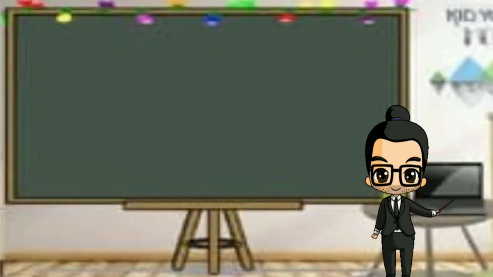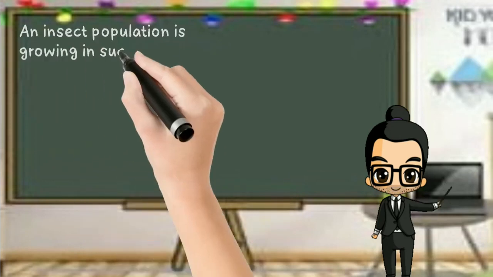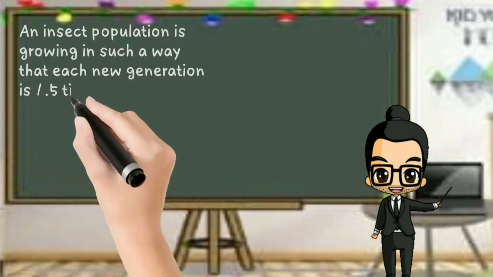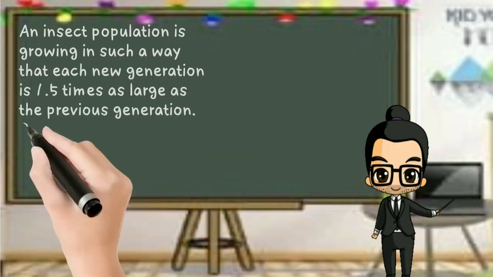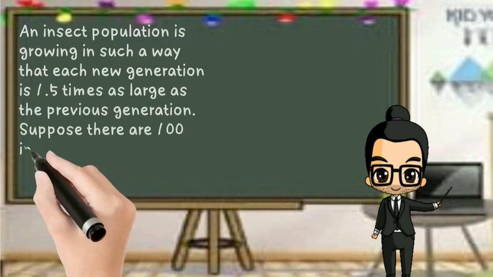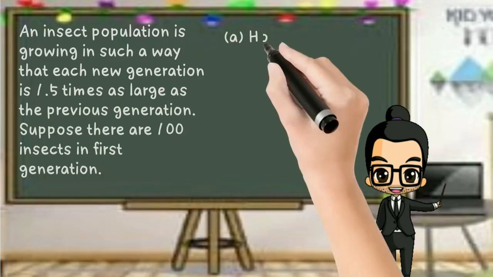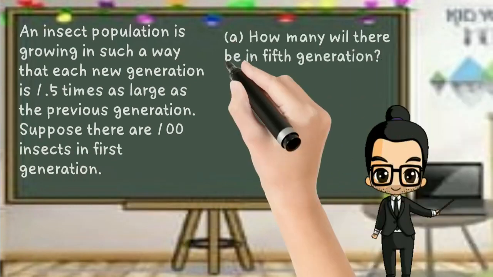The question given is, an insect population is growing in such a way that each new generation is 1.5 times as large as the previous generation. Suppose there are 100 insects in the first generation. So A, how many will there be in the fifth generation?